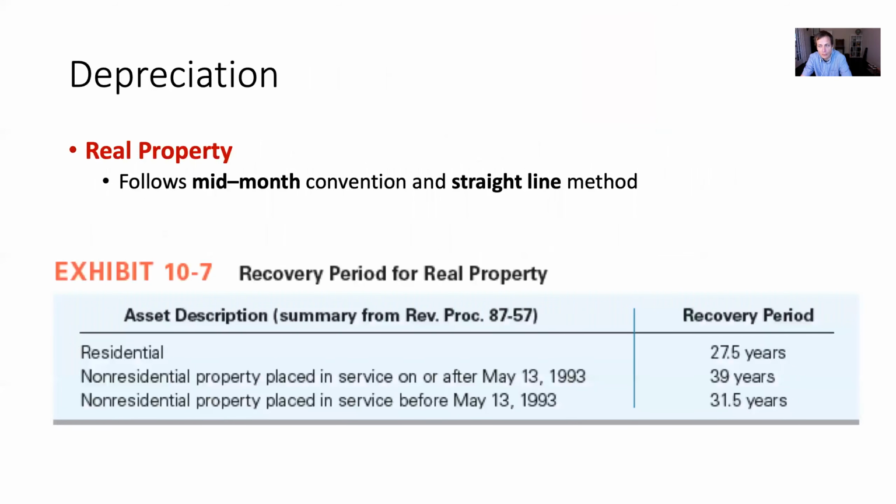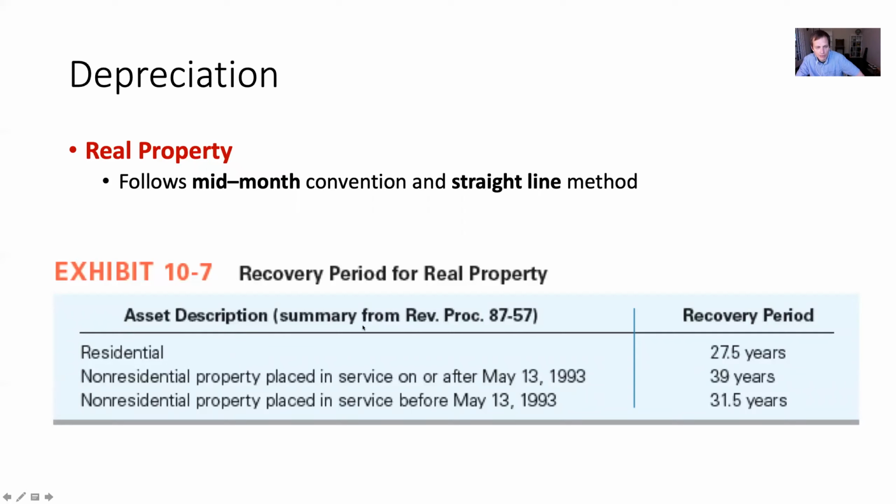All right, so we've done personal property. We've shown sometimes its default is the half-year convention, sometimes it's mid-quarter. Now let's look at real property. Real property is simpler in the sense that it's always the same convention. It's always mid-month, and it's the straight line method. So you could almost calculate it without looking at the table.